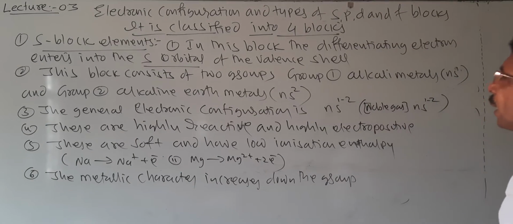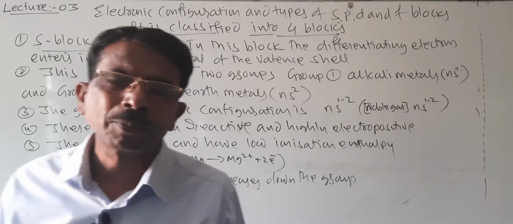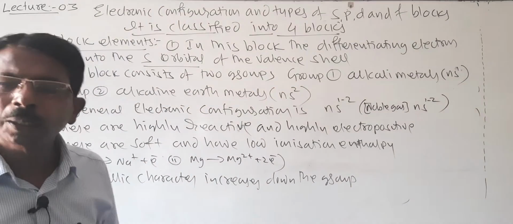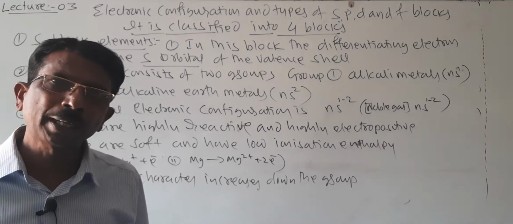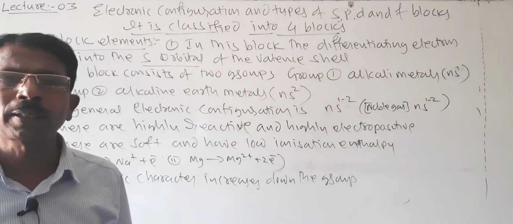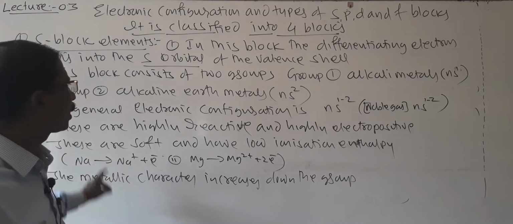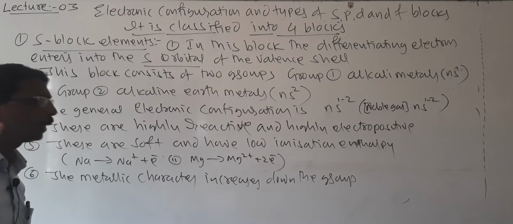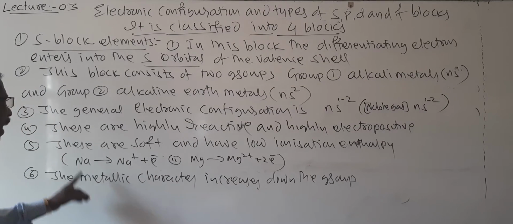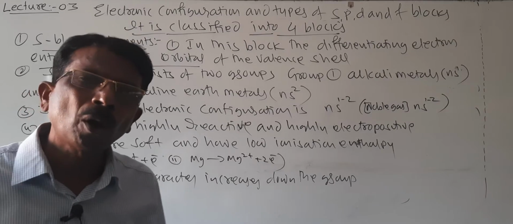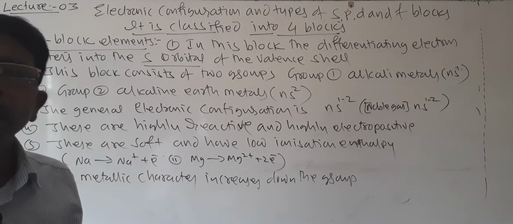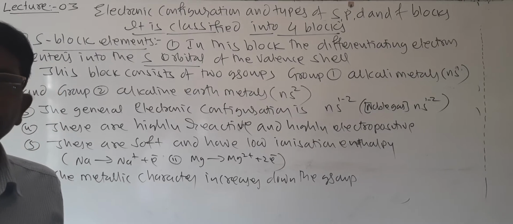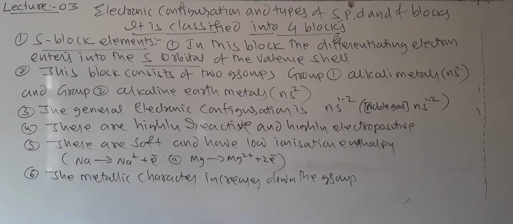Remember students, in this block the differentiating electron enters into the s orbital of the valence shell, and this block consists of two groups, alkali metals and alkaline earth metals. Alkali metal has electronic configuration Ns1 and alkaline earth metal has electronic configuration Ns2, and general electronic configuration is Ns raised to 1 to 2, and these are highly reactive and highly electropositive, and these are soft, and these have low ionization enthalpy. And the metallic character goes on increasing from top to bottom, and reactivity also increases. So this is about S block.